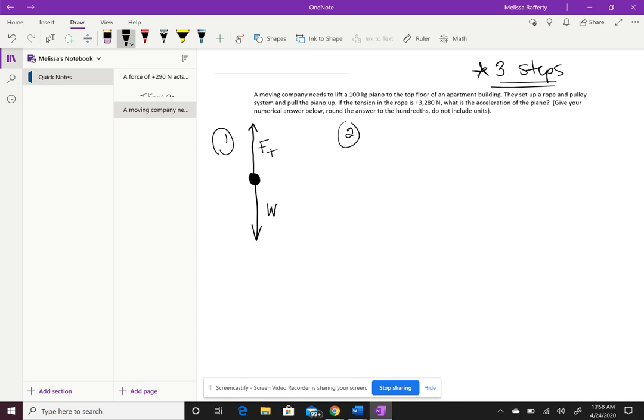Step 2 is to look at your known variables and calculate things that you don't know. So you do know the mass is 100 kilograms, but you don't know the weight. You can solve for the weight by multiplying mass times gravity. You need to solve for the weight of every object. In this case, weight is going to be 100, which was the mass, times 9.8, and that gives you a weight of 980 newtons.